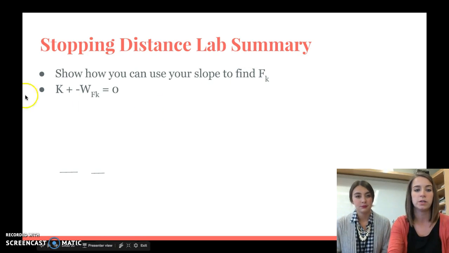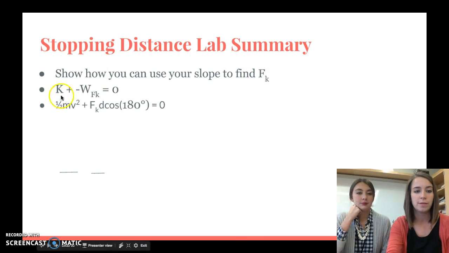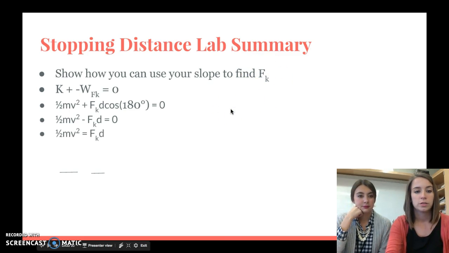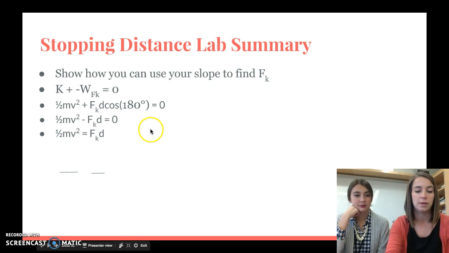So let's go back to this, and we're going to expand only to the point where we still have friction in the equation. So we have 1/2 mv squared as your kinetic energy. Work due to friction is force, so Fk, times distance, times cosine of theta, which is 180 degrees. If we put that cosine of 180 as a -1 and put it in front, that turns into a minus sign. So we have 1/2 mv squared minus Fk times the distance is equal to 0. You're starting to see how I can use the slope to find Fk. Moving that to the other side, you get 1/2 mv squared equals Fk times the distance.